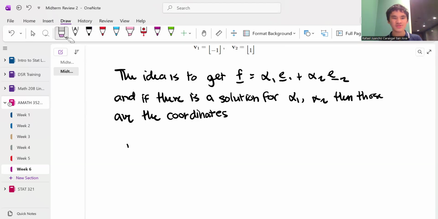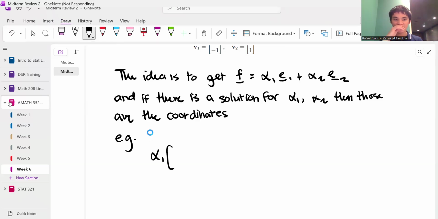So for instance, let's just do example one. I'm just going to keep this as short as possible. Example one tells us that we want a linear combination of these guys here. Funny enough, OneNote is not responding again. Okay, we'll wait for a bit. We'll see. Okay, there we go.